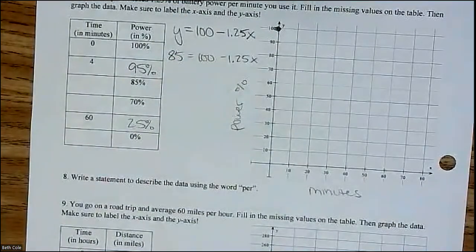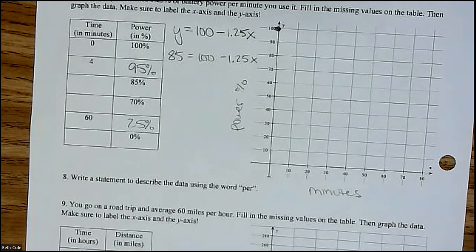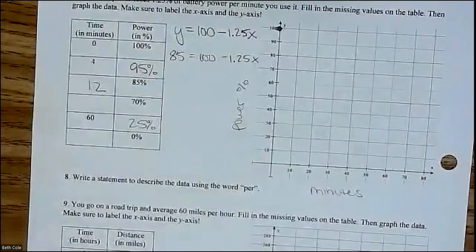Guys, just watch. I won't make you write absolutely everything as long as you watch. We'd have our 85. You would subtract 100. And then do what? Like you subtract this 100 over. You would do what with it? You would divide by negative 1.25. So 12. So after 12 minutes, you're down to 85%.